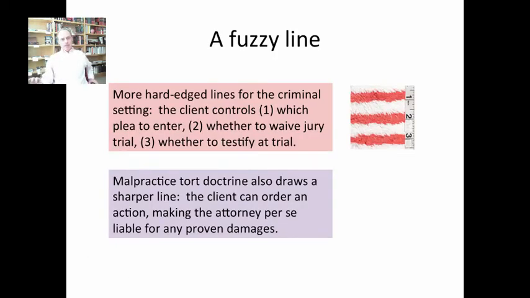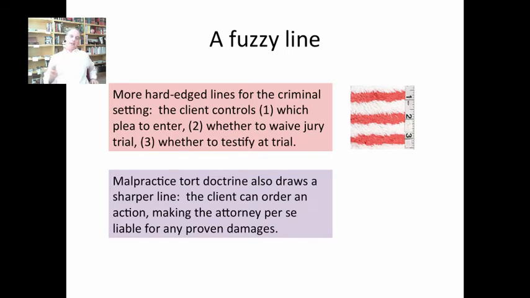Now you do get some more clear-cut rules for a few things in the criminal context. So we do know under the model rules, and this is true in all the states, that the client's going to control which plea to enter and whether to waive a jury trial and whether to testify at trial. You just have to give the defendant the choice about whether to testify, again, even if you think it's a terrible idea, even if you know it's going to directly lead to the conviction of the defendant. That's a choice that the defendant has to make under the rules.